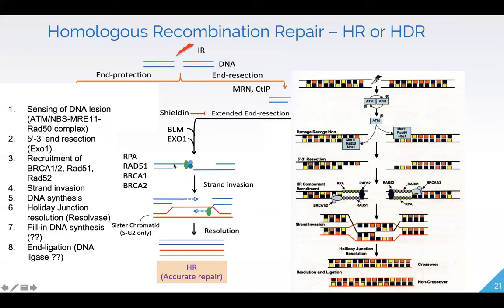Because they're single-stranded DNAs, they need to be stabilized. For that to happen, you need a protein called RPA. This is a single-stranded DNA binding protein that gets later on replaced by another protein that binds to single-stranded DNA called RAD51.